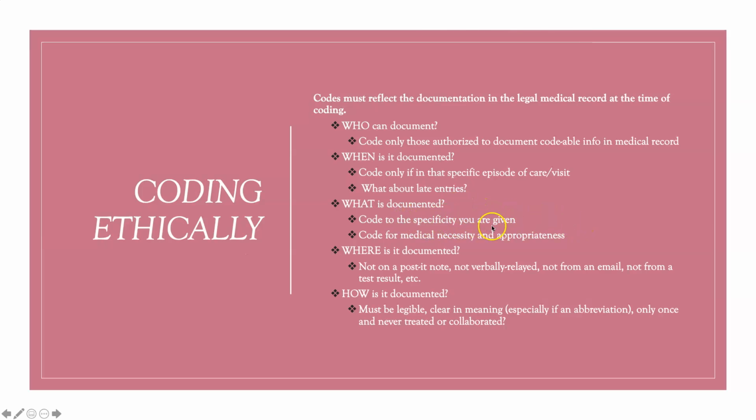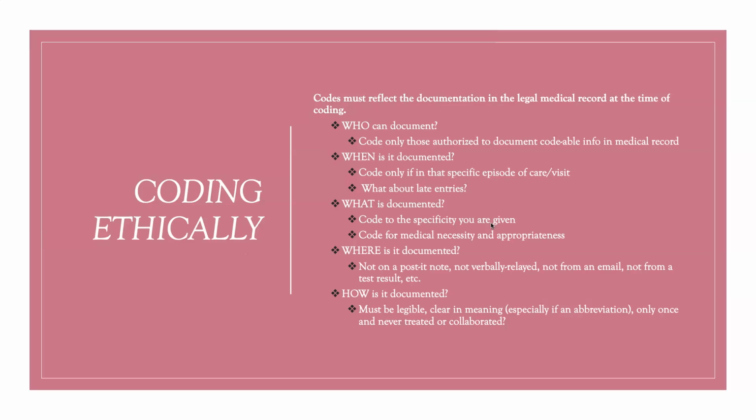What is documented? You code to the specificity you are given. If you're not given specifics, and the doctor or provider doesn't go back and give you the updated information that you need when you query them, you can only code to the specificity that you're given. So if they don't tell you if it's left arm or right arm, they don't tell you the percentage of the body part that was impacted, they don't give you the time, you're going to probably want to ask them to document all of those things because you need it. But if they don't, you can only code to the specificity you are given in the documentation in the legal medical record at the time of coding.